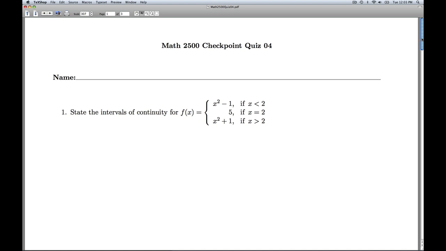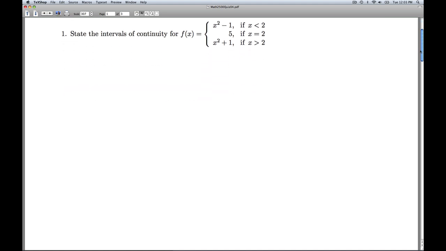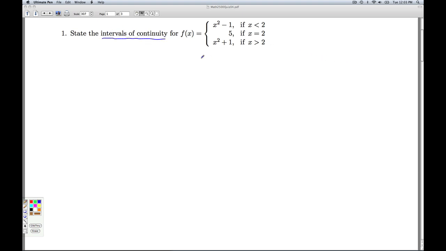Hi folks, this is Calc 1, Checkpoint Quiz 4. We're given a piecewise defined function f of x. We're asked to state the intervals of continuity.